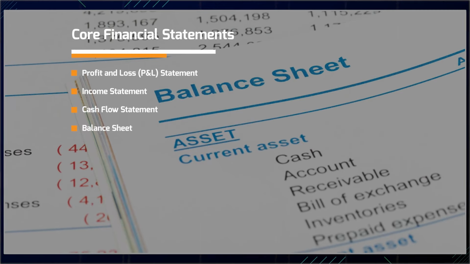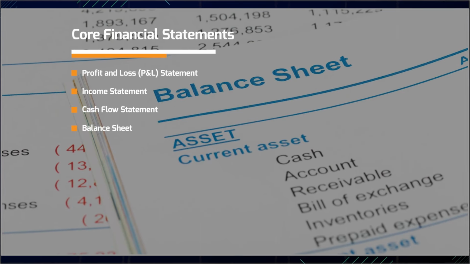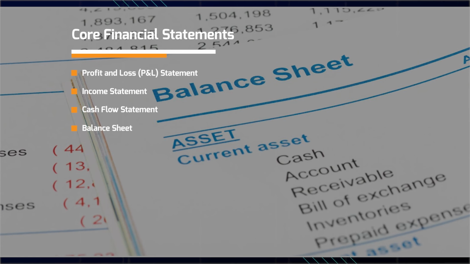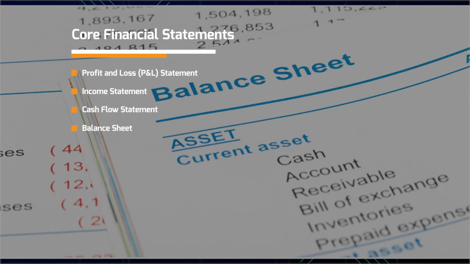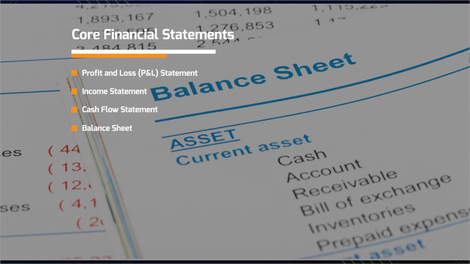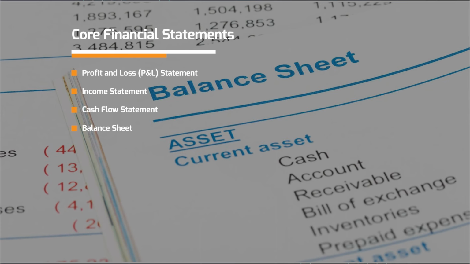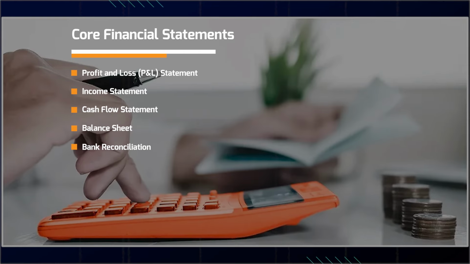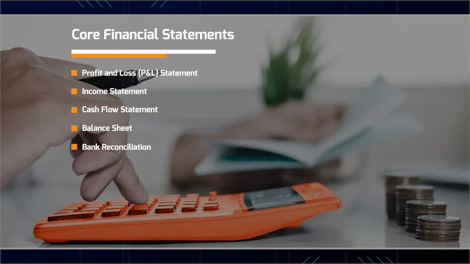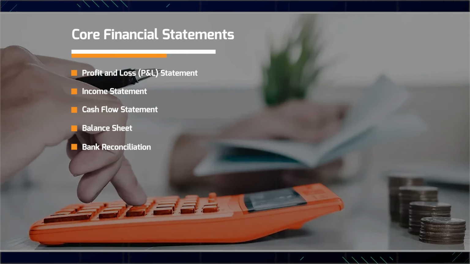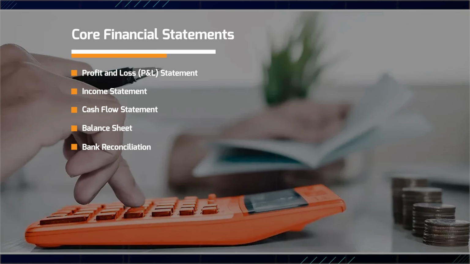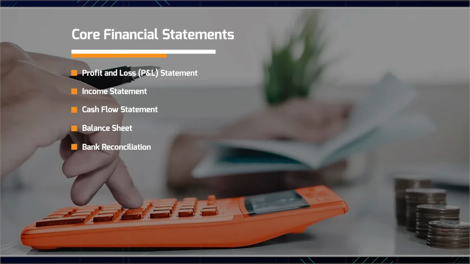The balance sheet is a snapshot of a company's net worth at a given time, listing assets, liabilities, and equity. It complements cash flow and income statements to reveal financial obligations and resources. Bank reconciliation compares internal records with bank statements to detect discrepancies, prevent fraud, and categorize transactions for accurate reporting.